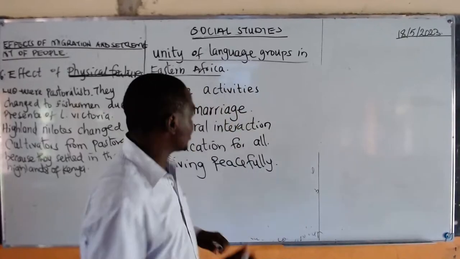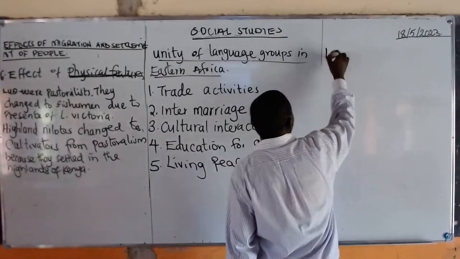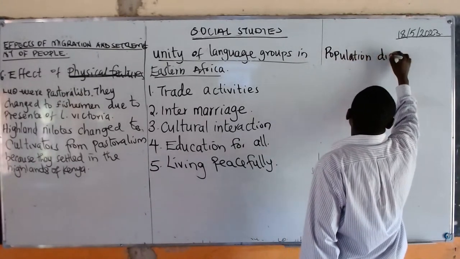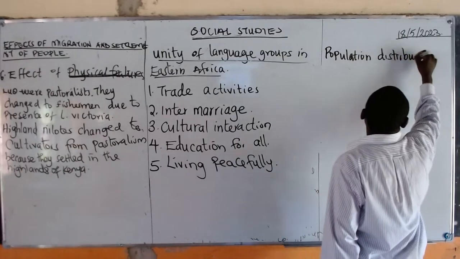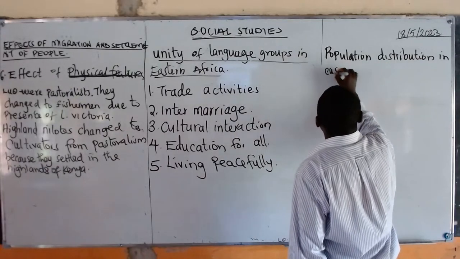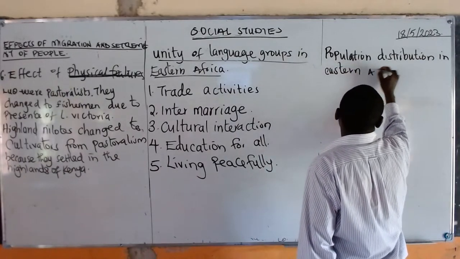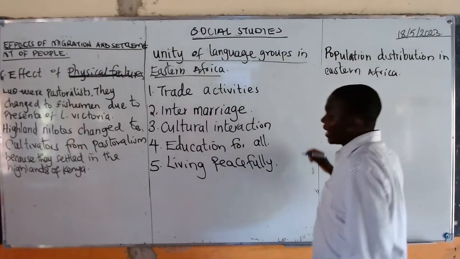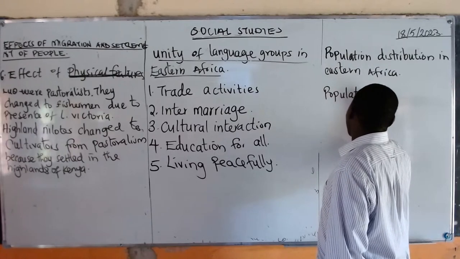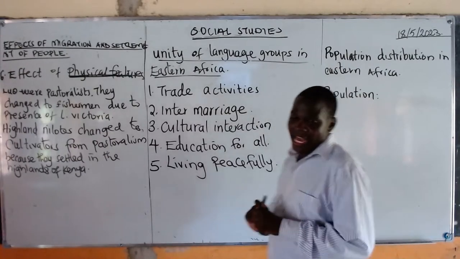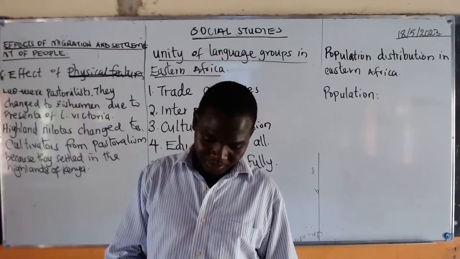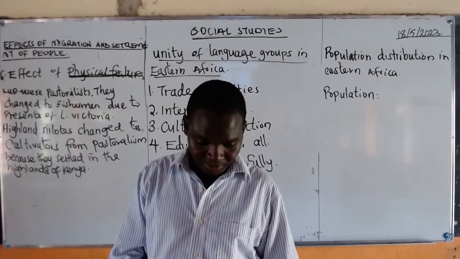People, population distribution in Eastern Africa. Write this. Population distribution in Eastern Africa. What is population? Population is the number of people living in an area. Population refers to the total number of people living in an area.